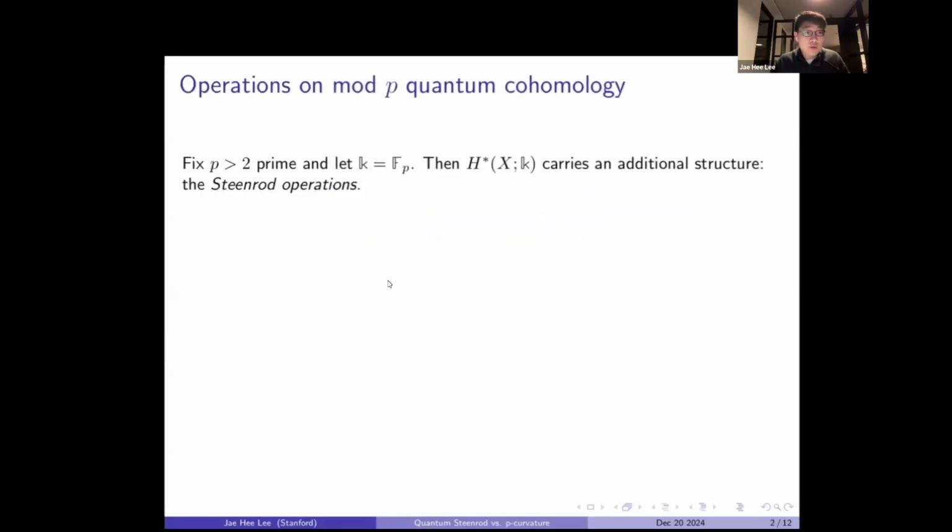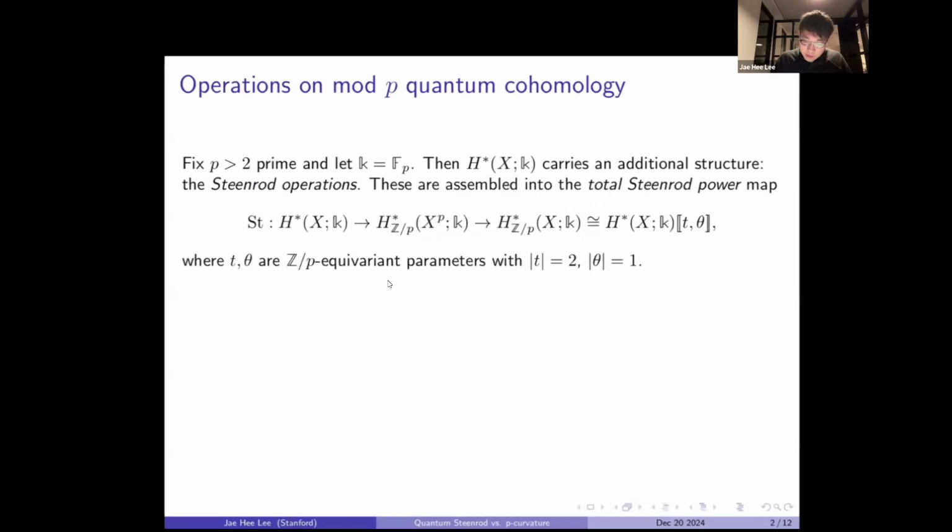So let's begin by recalling the quantum Steenrod operations, which are the main characters of this story. Classically, if you fix a prime p and look at mod p coefficient cohomology, then this is not just a ring, it actually carries an extra structure. These are the cohomology operations known as the Steenrod operations. There's a geometrically defined map called the total Steenrod power map, which takes a mod p cohomology class and gives you a certain polynomial in these variables t and theta with coefficients in cohomology.